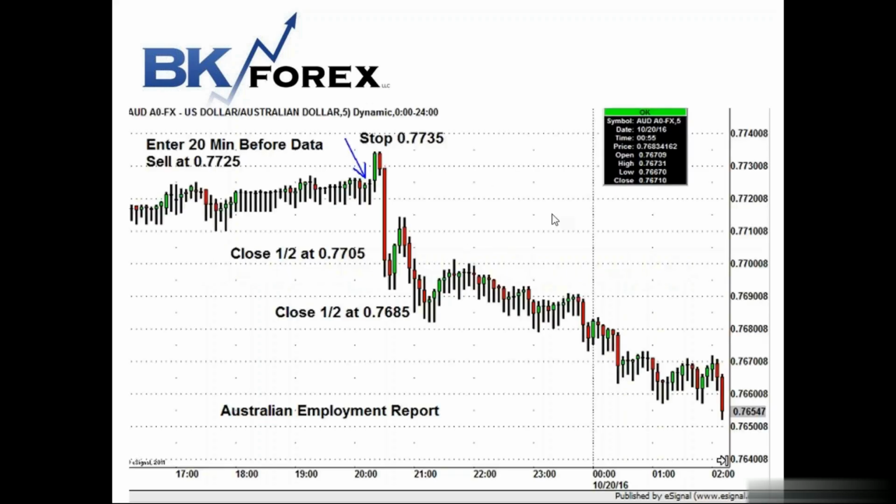So here you go. This is the same Australian data trade that we had. In the proactive trade, we entered the trade 20 minutes before the news release, where the arrow is pointing. Now I'm going to share my spotlight. So we identify the range, 15 minutes. The top of the range is here, 5, 10, 15. The bottom of the range is right here.